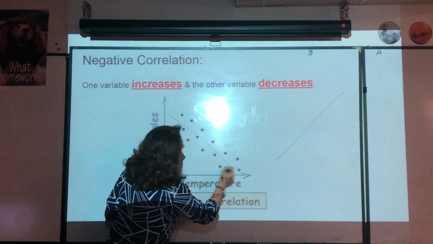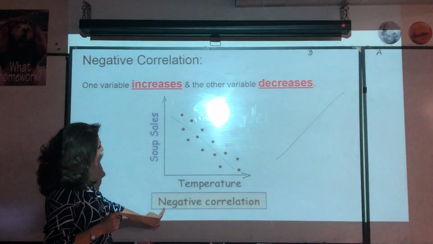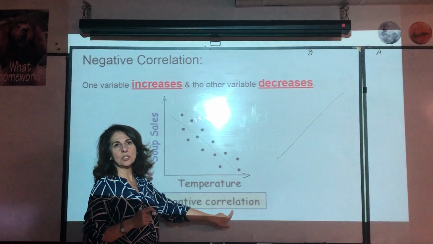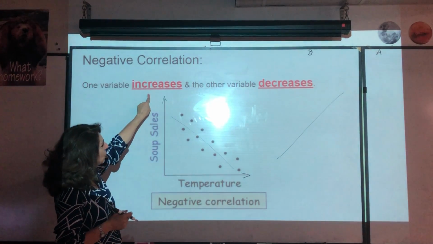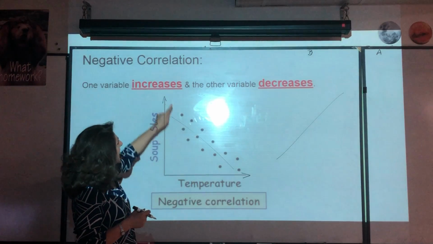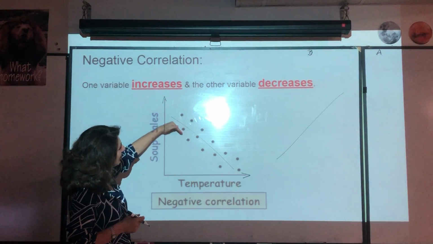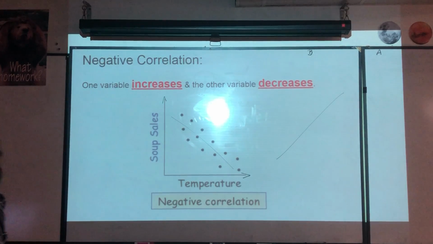So we could represent this with a line like this, and this is a negative correlation, which means one of the variables increased, in this case the temperature increased, and the other variable decreased, the sale of soup decreased.